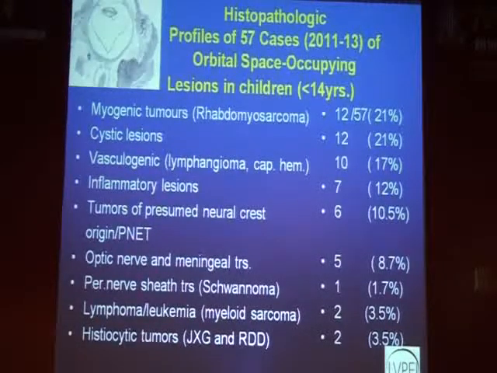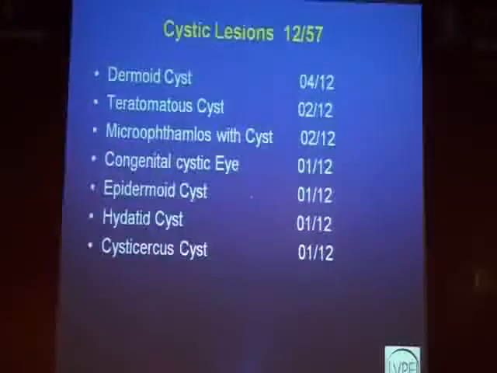The most common was lymphangioma followed by capillary hemangioma. Inflammatory lesions, PNET, optic nerve and meningeal tumors contributed around 57 tumors. Then schwannomas, lymphomas, leukemias, myeloid sarcoma, and histiocytic tumors like juvenile xanthogranuloma and Rosai-Dorfman disease.